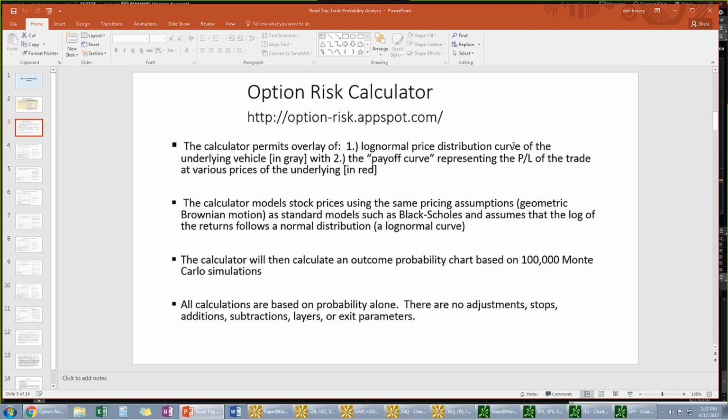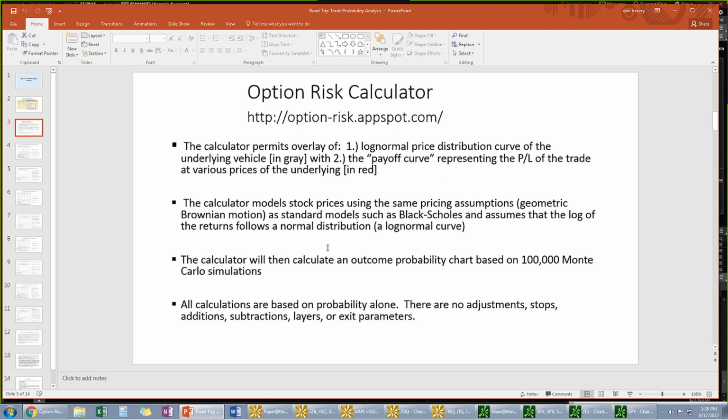It might be log normal. It's kind of hard to see from the way that he describes it, but from looking at the curve itself, I think it's just a normal distribution, a bell curve of the underlying vehicle, which in this case is SPX. And it'll be in gray. And then there will be the payoff curve, as it's called. And this is going to be the P&L of the trade at various prices of the underlying. And this is calculated, of course, from the Black-Scholes formula.